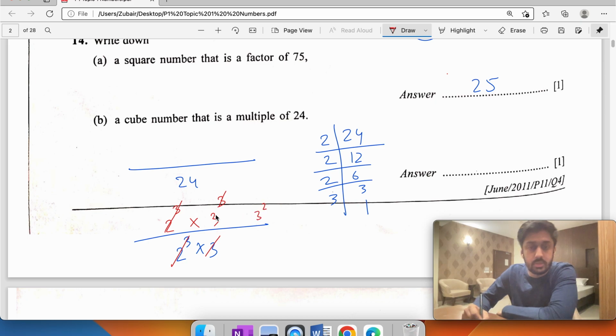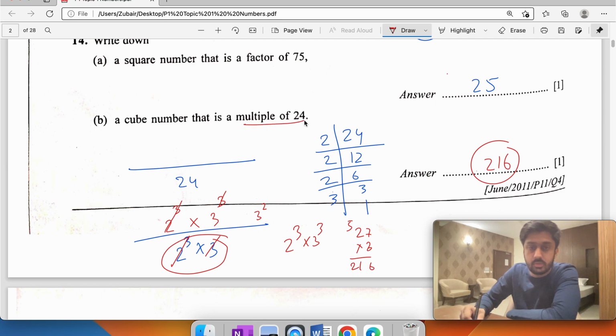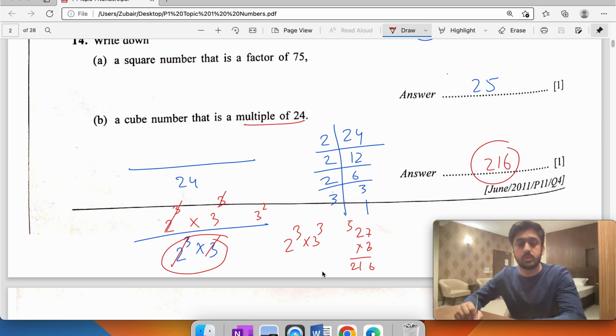So that's 3 square left, whatever is left, but it is divided by 24. So the number actually is 2 cube into 3 cube. 3 cube is 27, 27 into 8. 7 8 times 56, 5 8 2 is 16, 17 18 19 20 21. So 216. 216 is the cube number, which is also a multiple of 24.